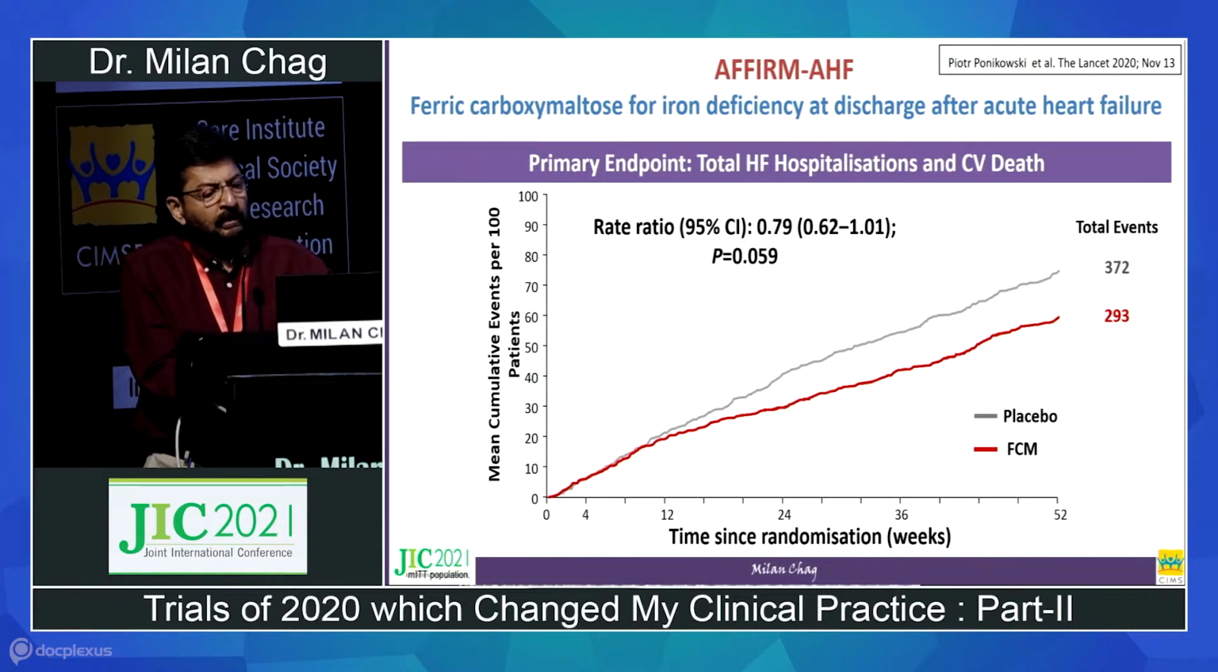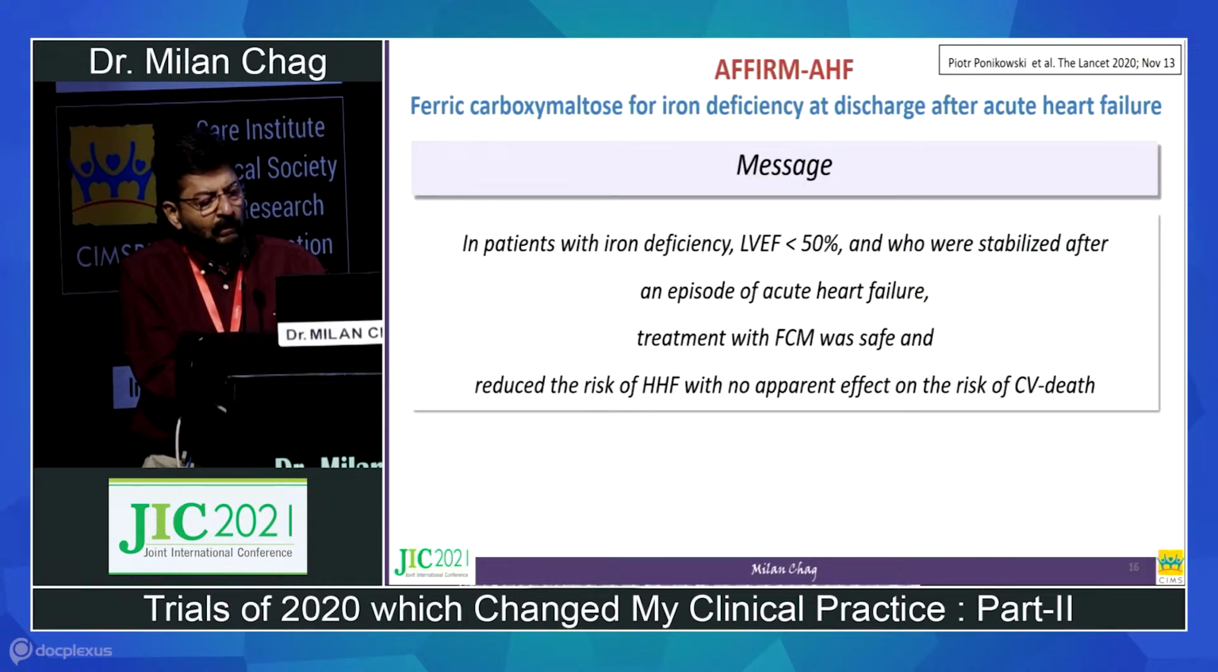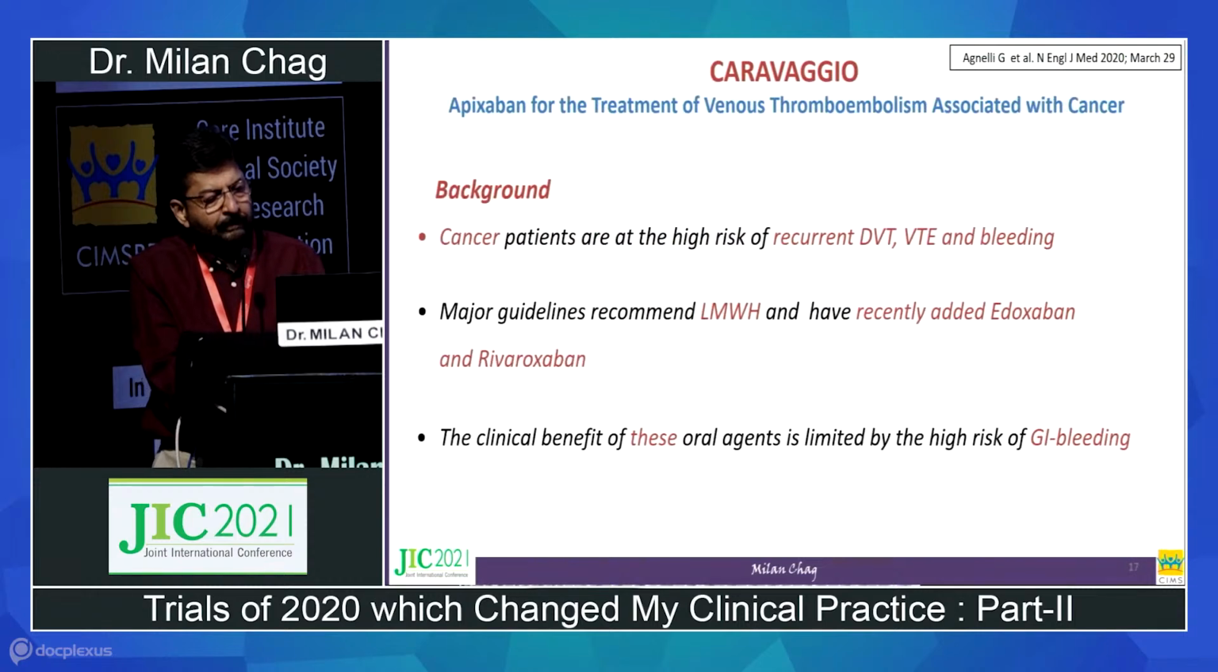Total heart failure hospitalization and composite of CV death, that was significantly reduced with use of ferric carboxymaltose, and the benefit was mainly driven by total heart failure hospitalization. Death was no different. So again, now we have got seventh molecule. If patient has acute decompensated heart failure and has iron deficiency proven by ferritin level or transferrin saturation, if you give ferric carboxymaltose, which is safe, it reduces risk of heart failure hospitalization without effect on cardiovascular death.